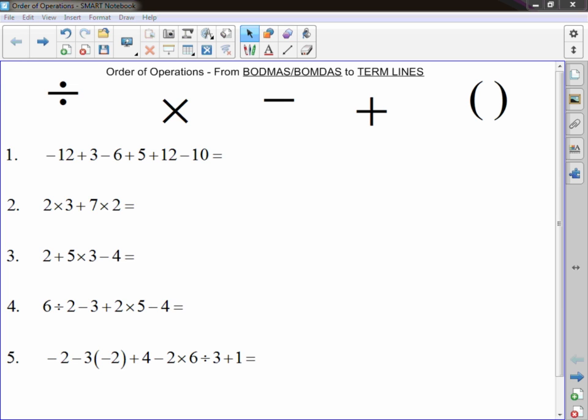Right, today let's have a look at order of operations. We're going to upgrade from the old BODMAS or BOMDAS, which we used, to a concept I'd like to introduce called term lines. The operations that we have available to us are division, multiplication, subtraction, addition, and then of course brackets.